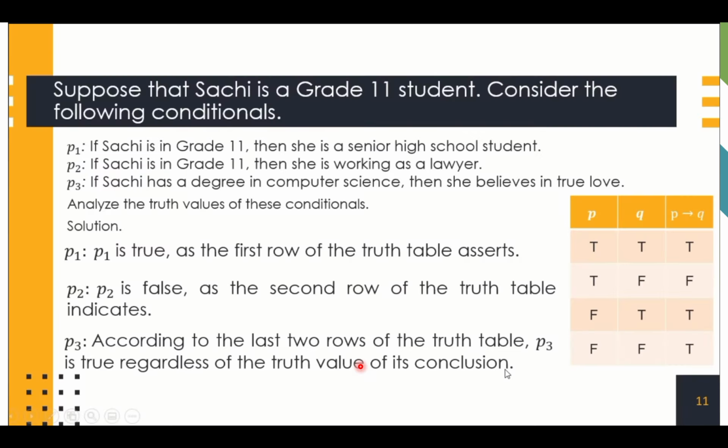For you to understand this conditional logical operator, I took an example from Wow Math on YouTube. Suppose that Sachi is a grade 11 student. Consider the following conditionals. Let us focus on the first proposition. If Sachi is in grade 11, then she is a senior high school student. Would you conclude that the truth value of this compound proposition is true? That is true. Why?